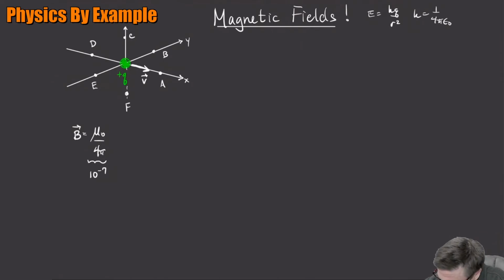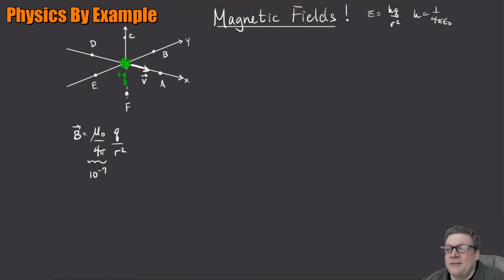Then it depends on what the charge is, Q. And there's also a 1 over r squared. That's nice. So far, it looks a lot like the electric field. If it were the electric field, you would have that r hat, indicating that it's a radial field away from the charge. But what we have here is not that.